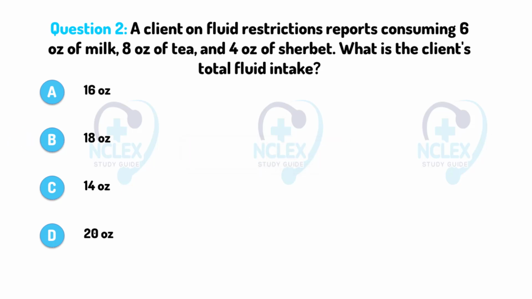Correct answer, B. 18 ounces. Explanation: the total fluid intake is calculated by adding the liquid components, 6 ounces, milk, plus 8 ounces, tea, plus 4 ounces, sherbet, equals 18 ounces. Sherbet is considered a liquid at room temperature and contributes to fluid intake.